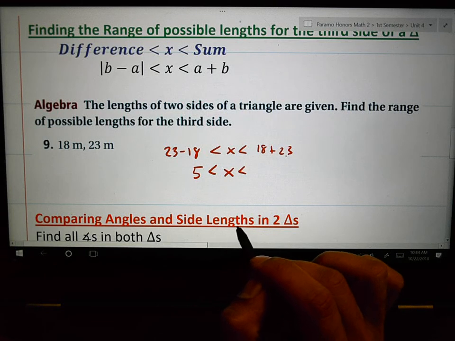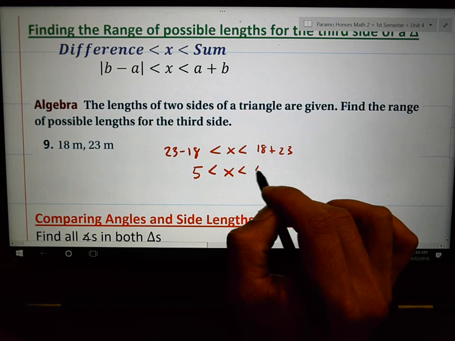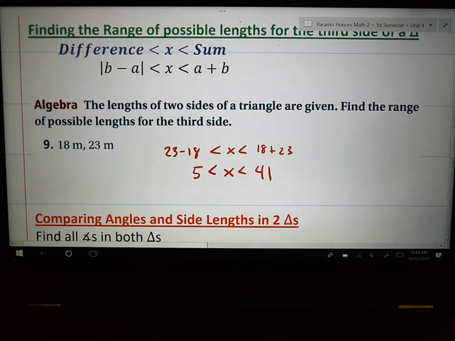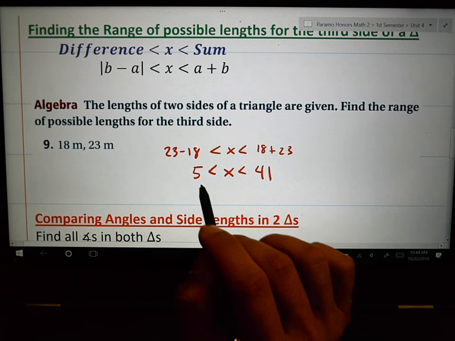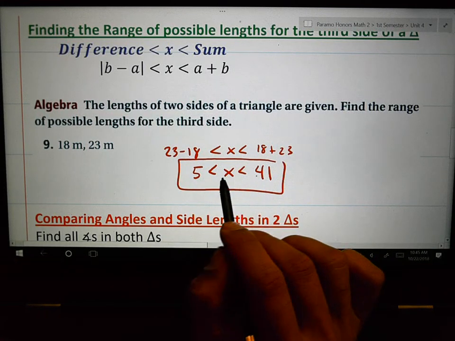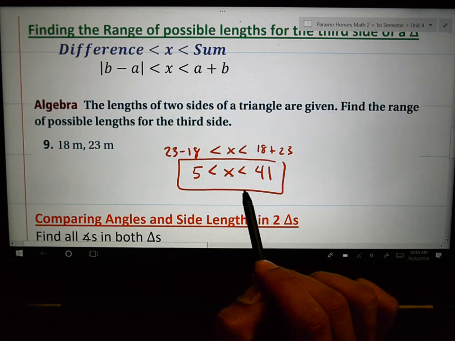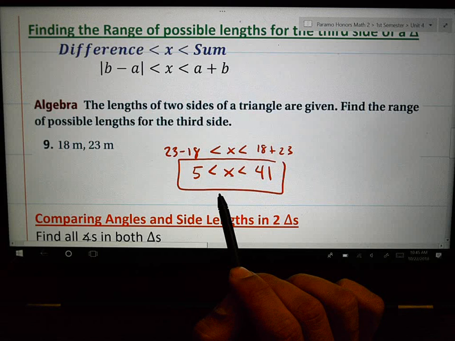18 plus 23 is what number? Say it out loud. 41. Thank you. What this is saying, when you write your answer like this, 5 is less than x is less than 41, means that the third side has to be between 5 and 41. That nothing else would work.